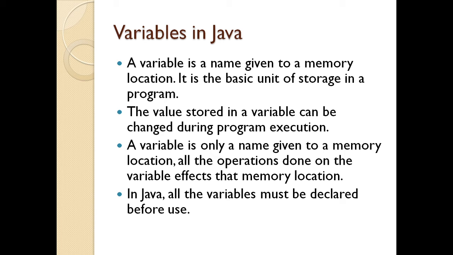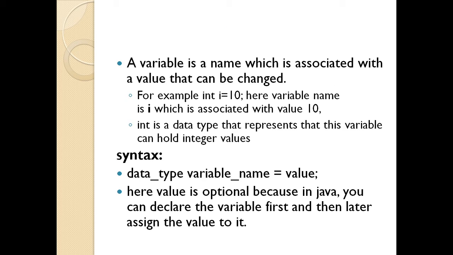Now, a variable can be any name which is associated with a value that can be changed. For example, let's say int i equal to 10. If I declare a variable like this, here i is the variable name and 10 is an associated value which is assigned to the variable i, and i is of integer data type, which means the variable can hold only integer values.